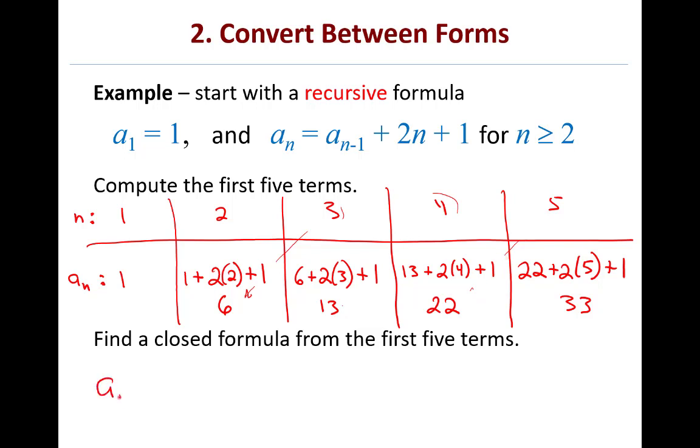So a sub n is, like this 6, I'm going to square the one index number higher. So n plus 1 squared, and then I subtract 3. And there is a closed formula for the first 5 terms.